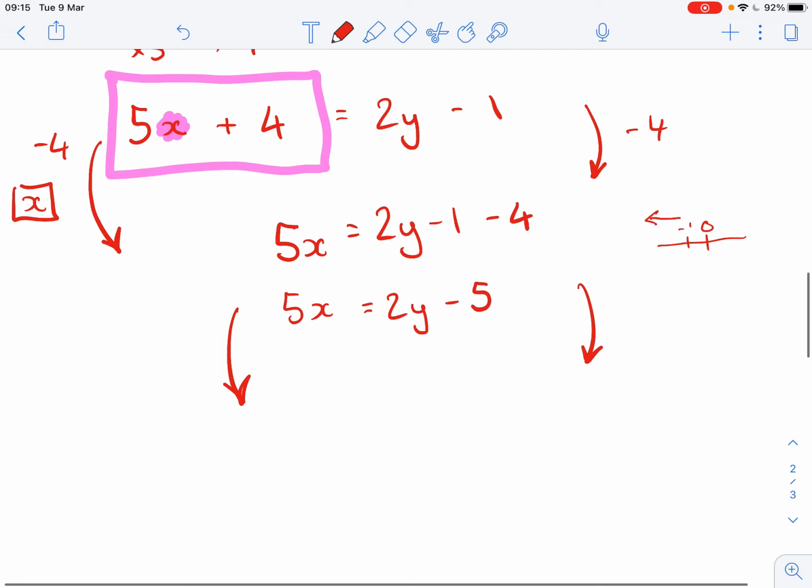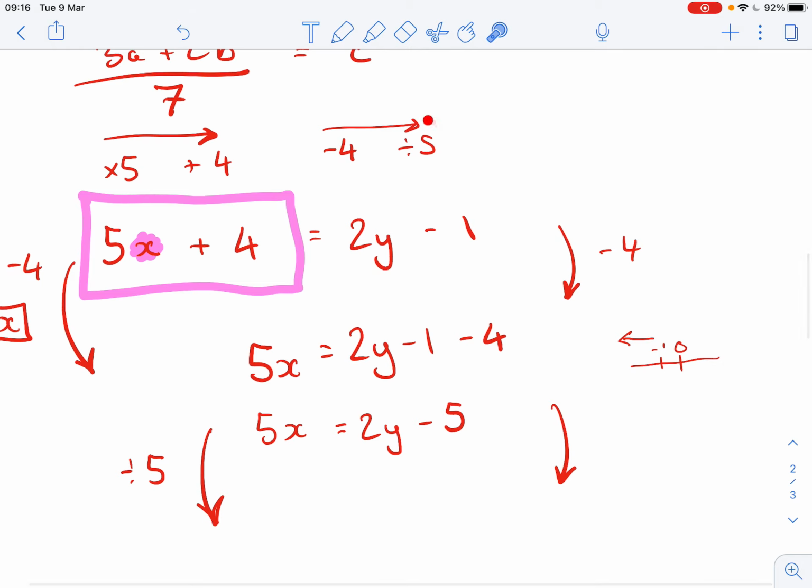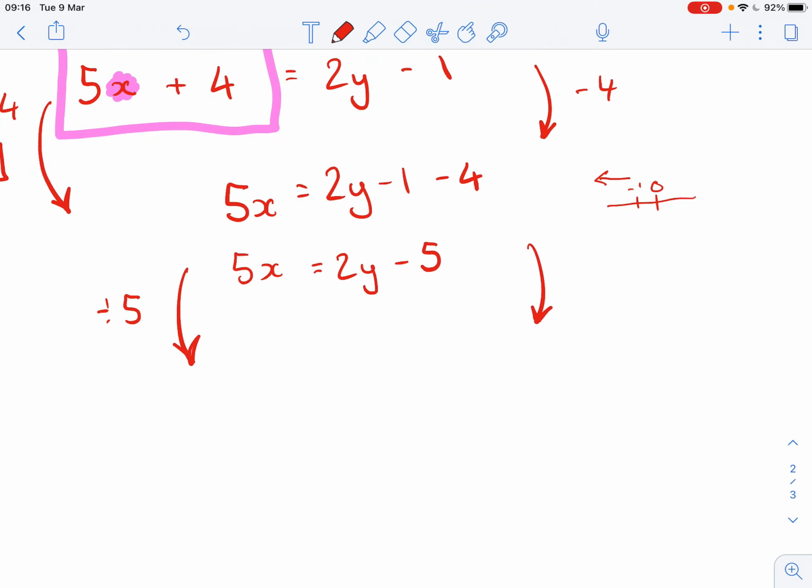Okay, and then our final step. Remember, I don't want 5x equals, I just want x equals. So I'd need to divide by 5, which, remember, was our second step. So divide both sides by 5 leaves x on the left-hand side, and then just, again, write down everything you started off with over 5.